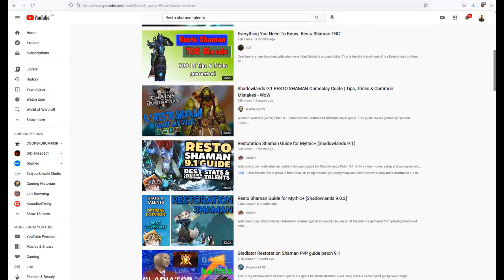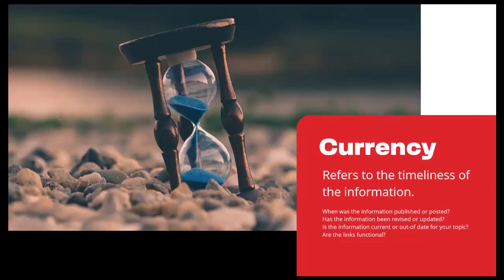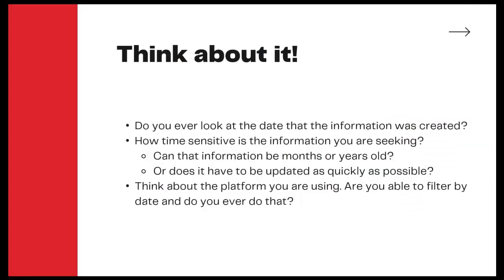Think about your own information community or information needs. Do you ever look at the date of that information and when it was created? How time sensitive is the information that you're seeking? Can that information be months or years old? Or does it have to be updated as quickly as possible?